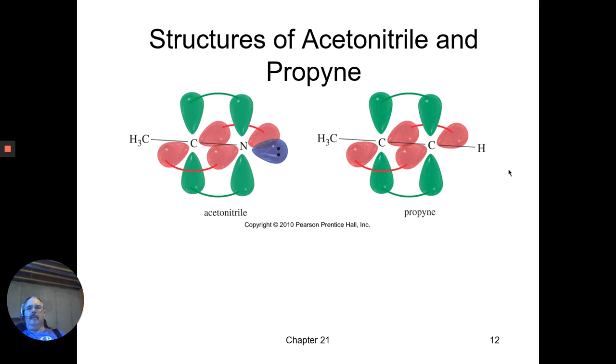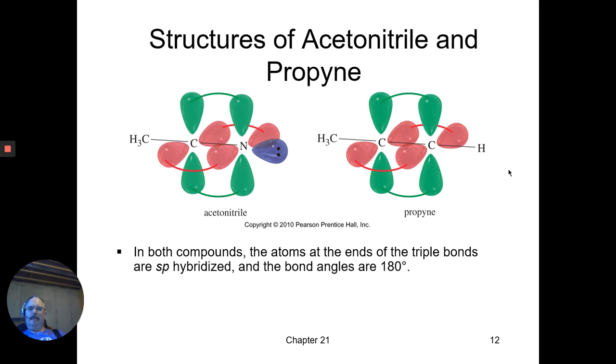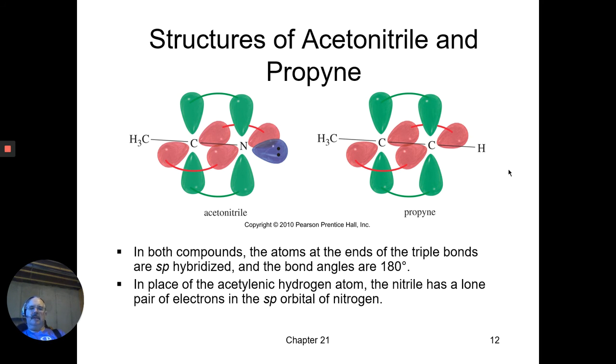Acetonitrile or ethane nitrile has a similar structure to propyne. Okay, it contains a triple bond, 1 sigma and 2 pi bonds. It's a linear molecule. The non-bonding electrons on the nitrogen are not basic for a nitrile.